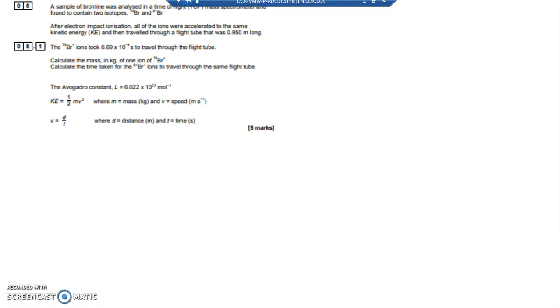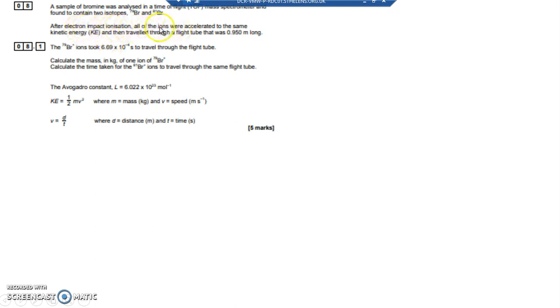After electron impact ionization, and that means you're going to bombard it with high energy electrons from something called an electron gun. The electron gun, or the stream of high energy electrons, knocks off an electron from each of these atoms, so they become plus one charge. So you have 79Br 1+ and 81Br 1+.